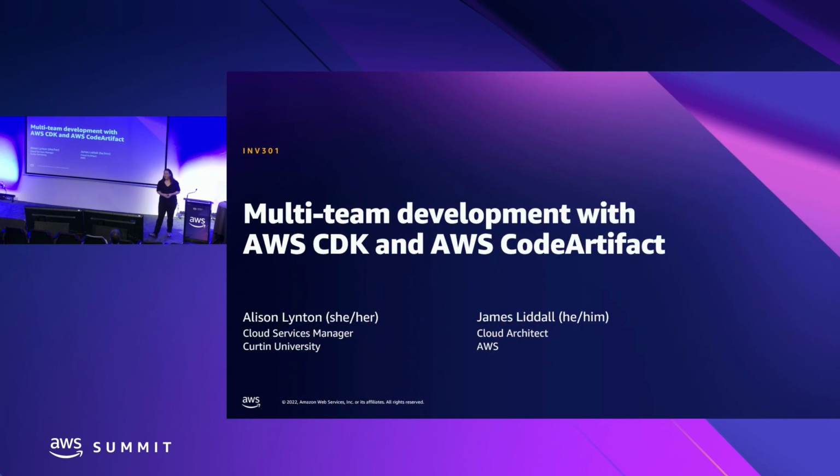So I am the Cloud Services Manager at Curtin University. I'm here today with James Little. He's a cloud architect with AWS Professional Services. And we're here today to talk about AWS CDK and AWS CodeArtifact and how Curtin has used them to enable rapid development in distributed teams, how we have shared code between teams, and how we've kept our security and our architecture and our governance teams happy throughout the process.